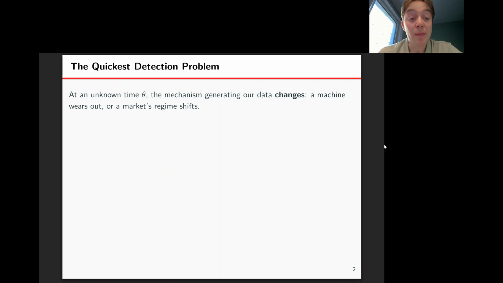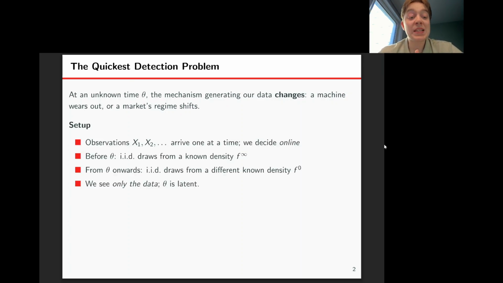At some unknown time theta, which we call the disorder time, the mechanism generating our data changes. Either a machine wears out or a market regime shifts, whatever you like. We see these observations, x1, x2, x3, that arrive one at a time, maybe daily, and we have to decide whether to stop our mechanism or not, online. So we can only use information on the present and the past.